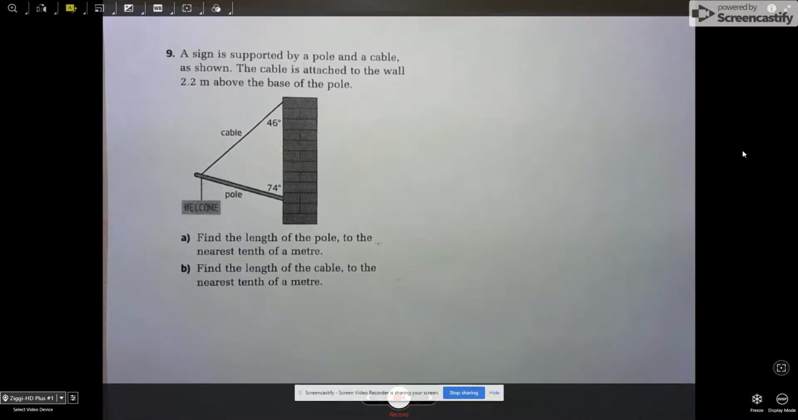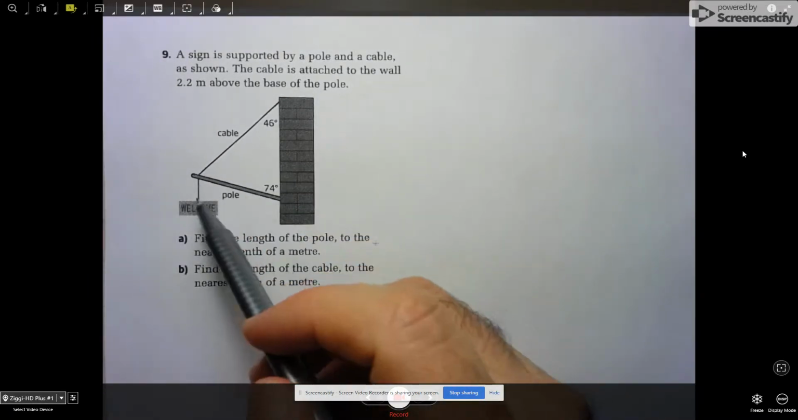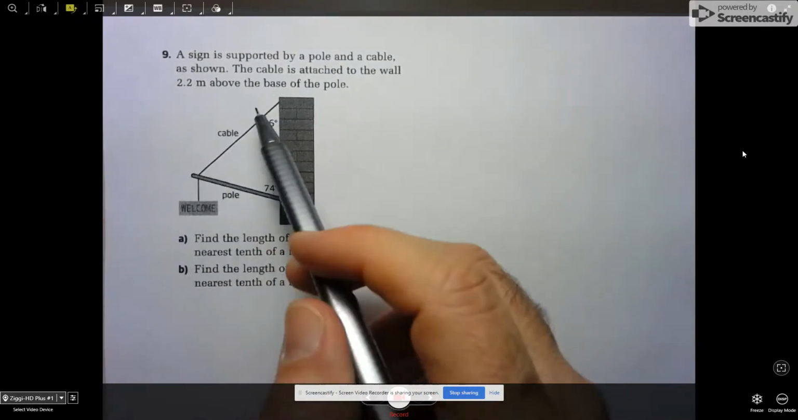Hi, folks. We're going to take a look at page 403, number 9. So here, let's take a look at the question. They say a sign is supported by a pole and a cable. So there's a sign, there's the pole, there's the cable.